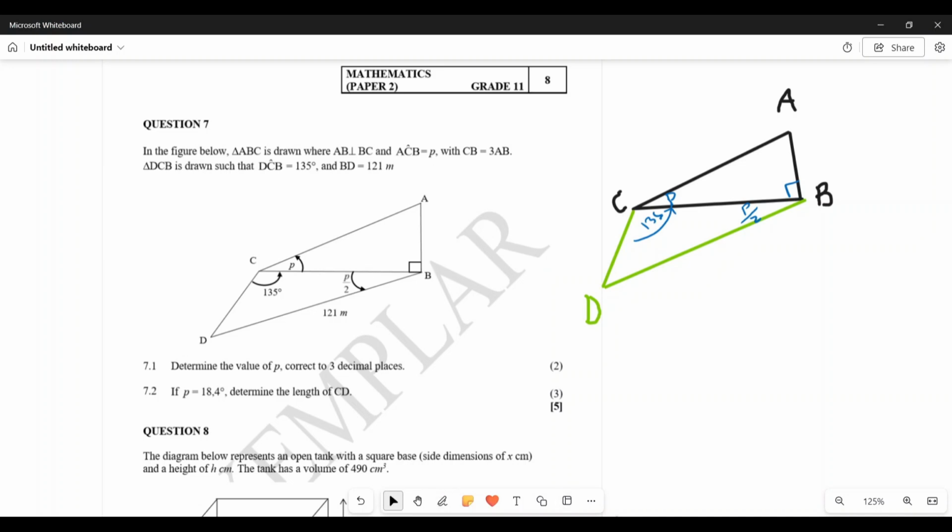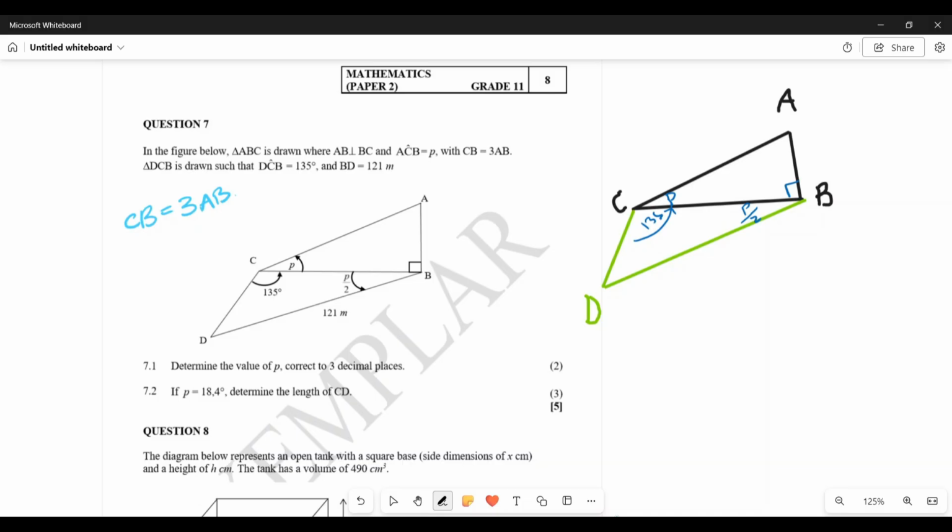So in this video, we're going to be focusing on question 7, from the 2023 November exam. Question 7 relates to 2D trigonometry. They say in the figure below, ABC is drawn where AB is perpendicular to BC, and they've given us the angle C, which is P. They're telling us that CB is equal to 3 times AB. This is in accordance with the information they gave us.